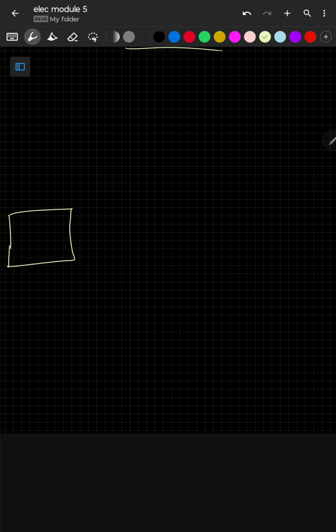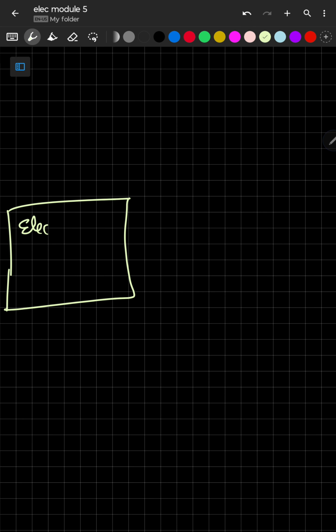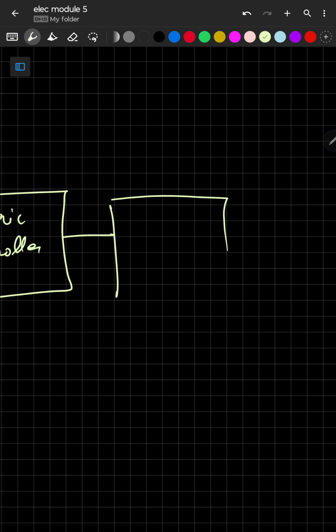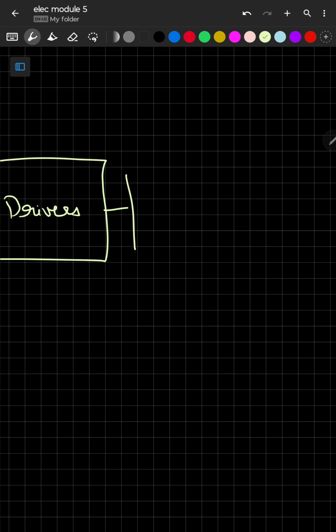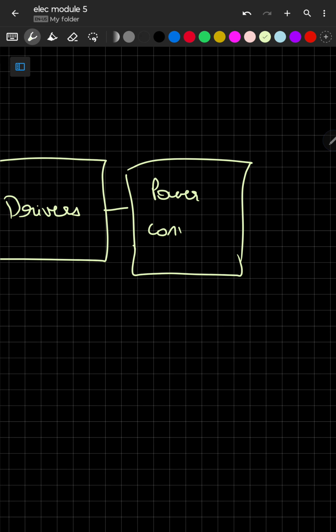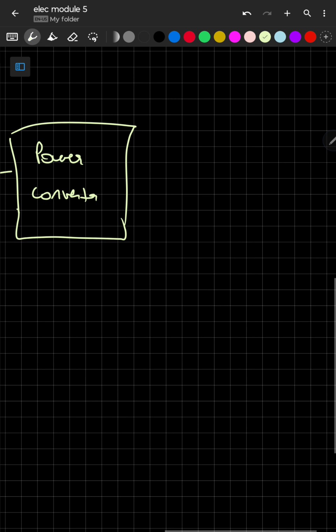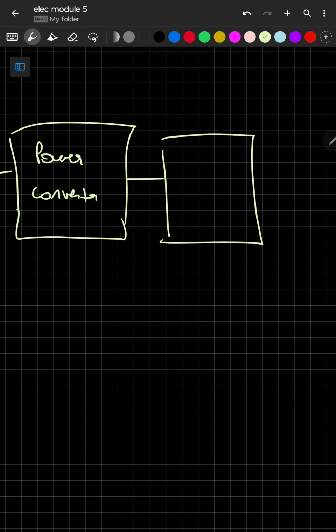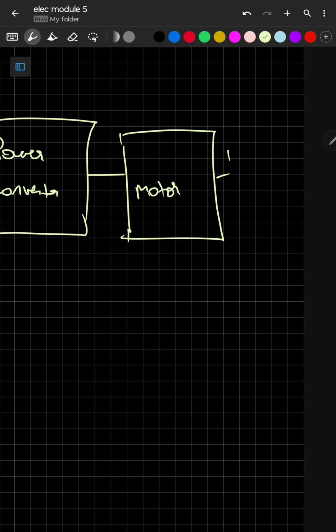The first block is electric controller, followed by drivers, followed by power converter, followed by motor, followed by transmission unit.